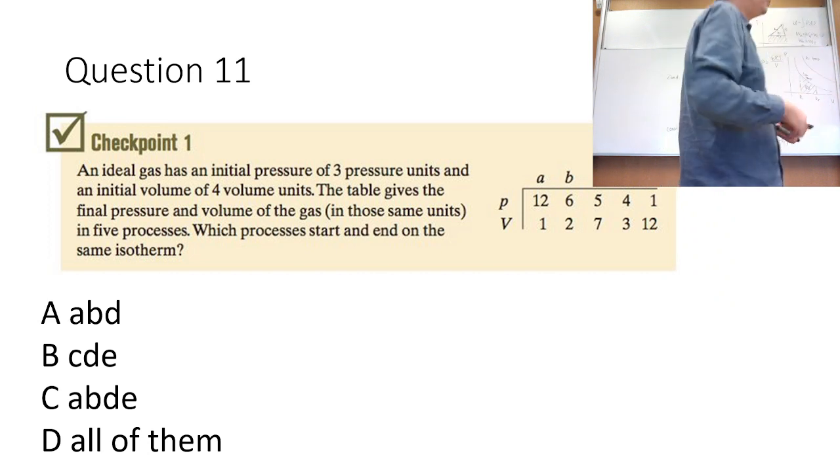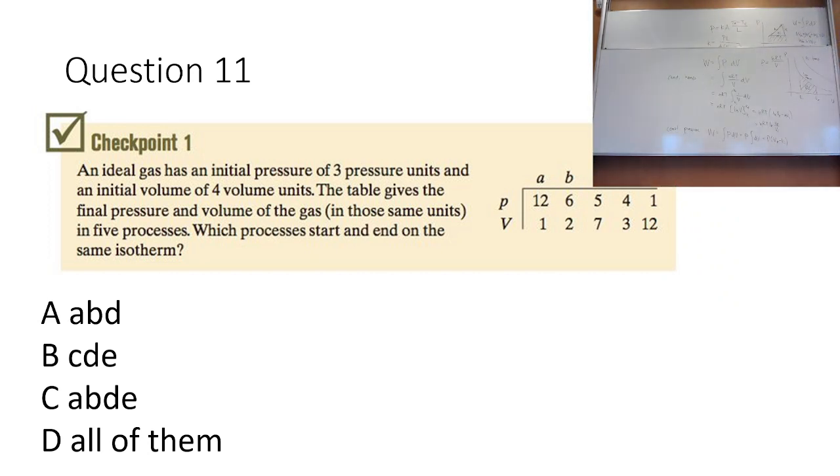Okay, so let's try this question. An ideal gas has an initial pressure of 3 units and initial volume of 4 units. The table gives the final pressure and volume of the gas. Which processes start and end on the same isotherm?